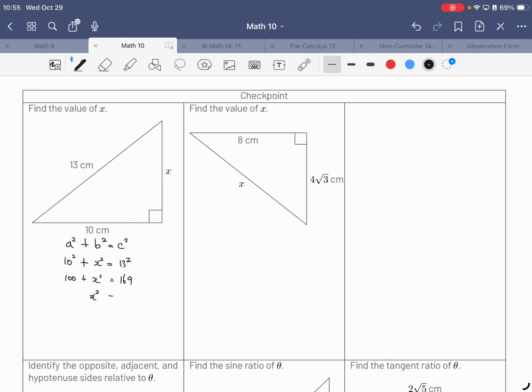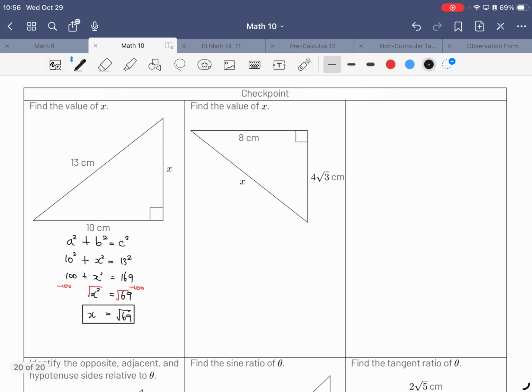x squared is going to be, if I do minus 100 on both sides, 69, and x is going to equal the square root of 69. I think that answer is better than using the calculator to approximate the value, so that's good enough. First question done. Let's move on to the second question.